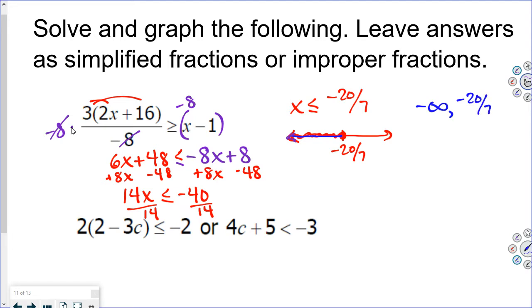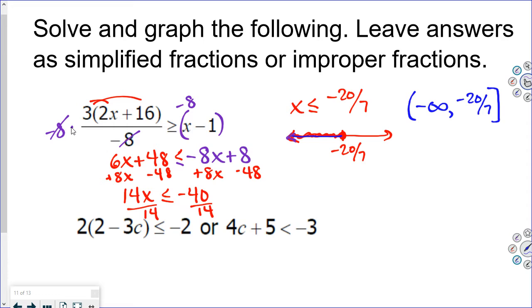Now, the key that you have to remember in terms of your interval notation is whether or not you have a parenthesis or you have a bracket. The bracket indicates that it's equal to. So for example, at this -20 over 7, it is a bracket. However, infinity is something we can't ever get to. So whether it's positive infinity or negative infinity, that side is going to be a parenthesis. So again, that's interval notation.